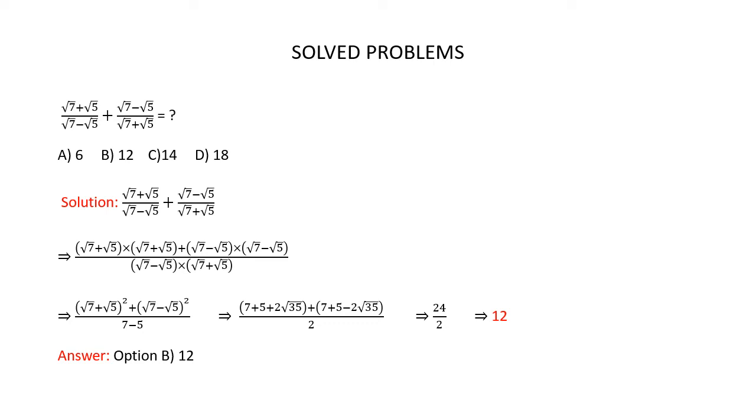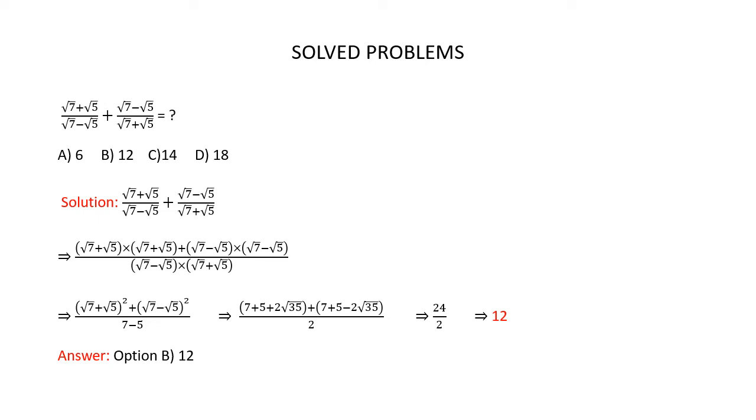Now observe that in the numerator, root 7 plus root 5 the whole squared is similar to a plus b the whole squared, which is a squared plus b squared plus 2ab. And root 7 minus root 5 the whole squared is similar to a minus b the whole squared, which is a squared plus b squared minus 2ab.